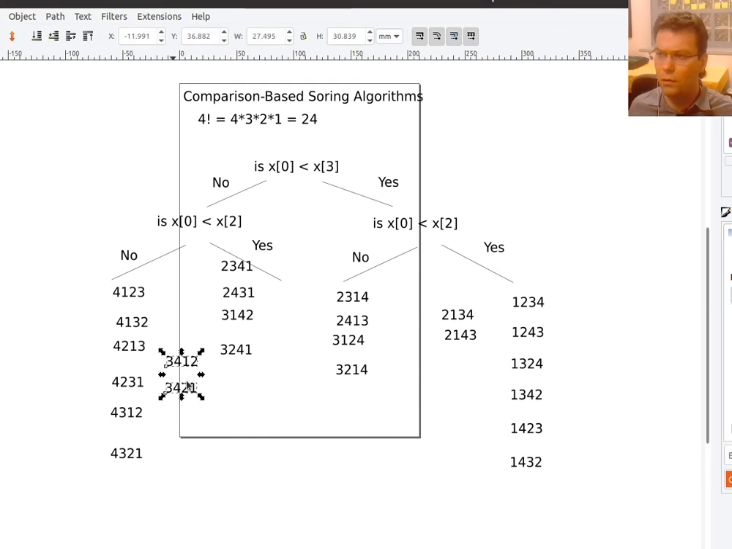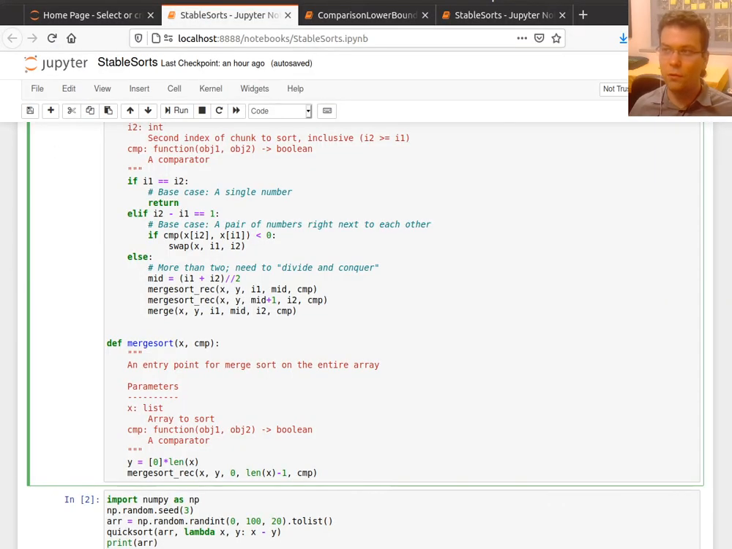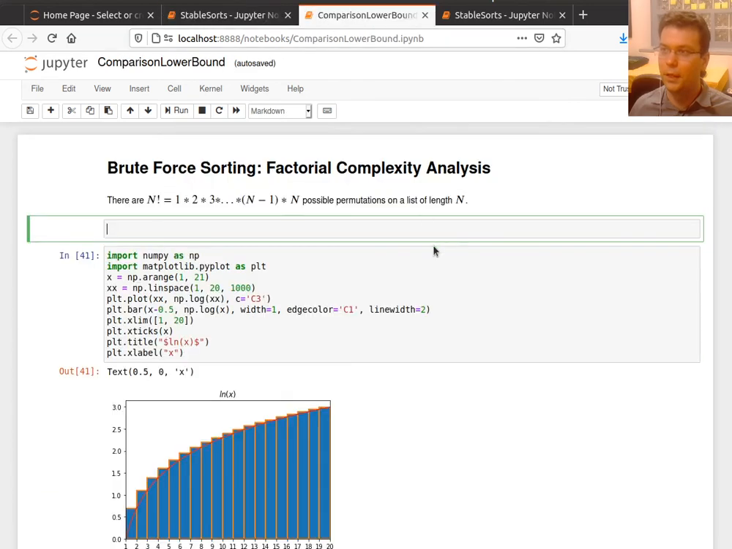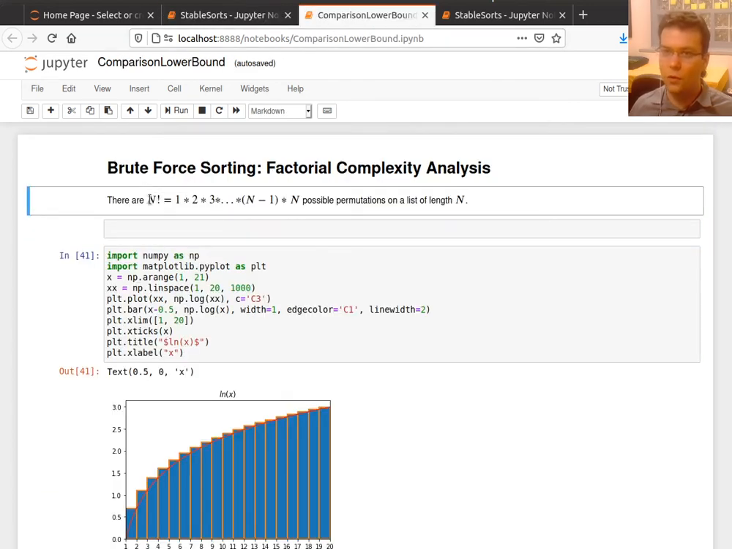So the thing we need to think about is, if I'm really smart, what is the fewest number of questions that I can ask in order to uniquely identify which permutation I have? So let's think about that. So we have to cut down a possibility of n factorial. So there are n factorial possible permutations.